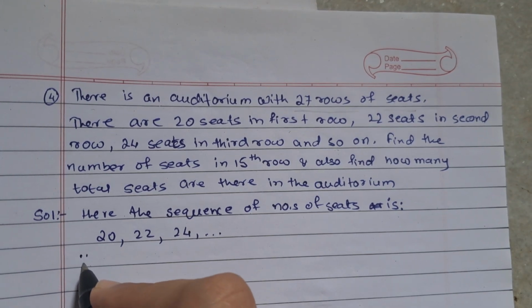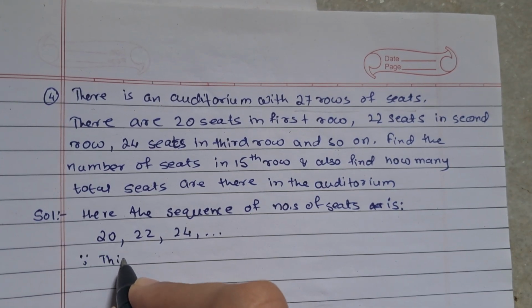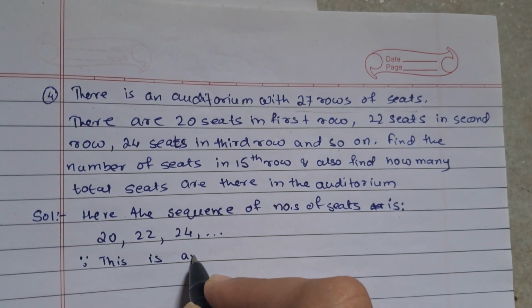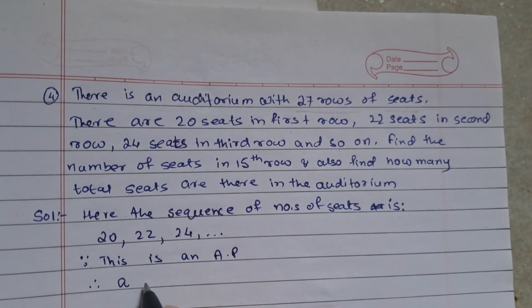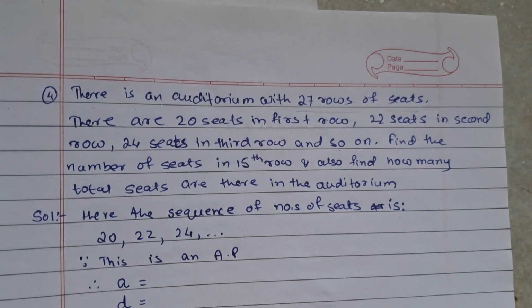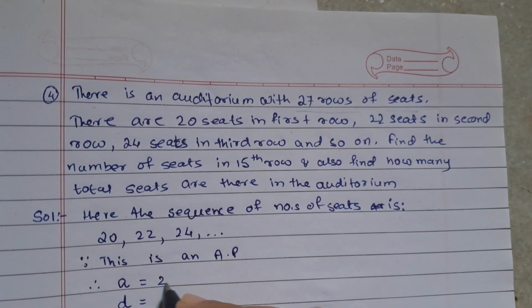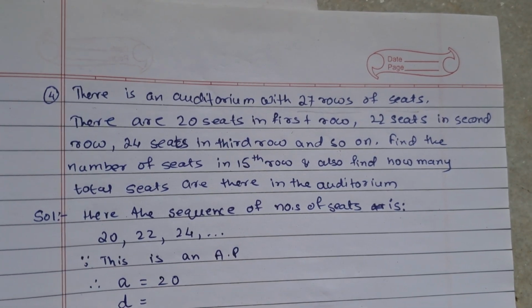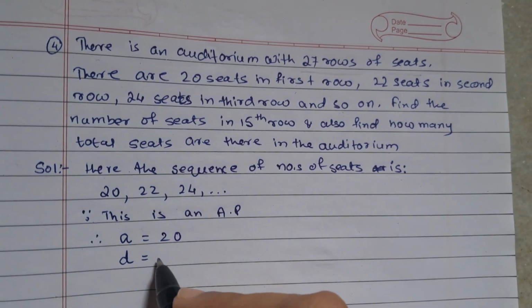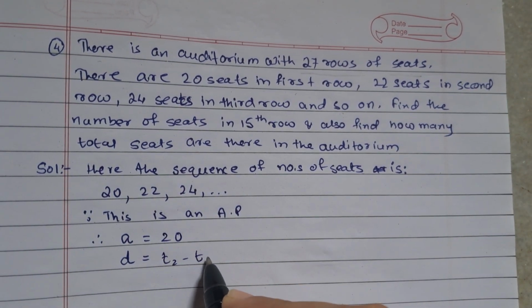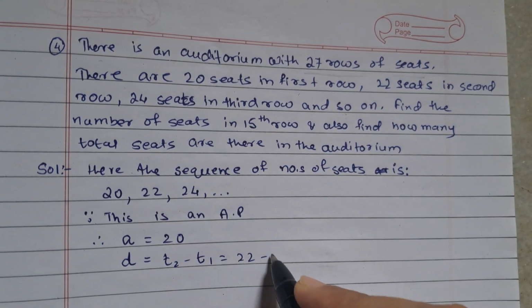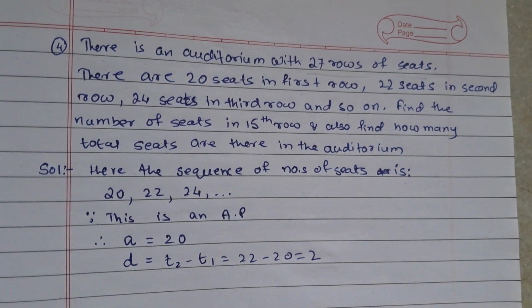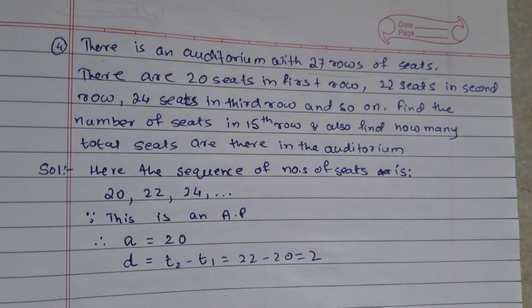So since this is an AP, therefore I can say what is my A and what is my D. Who is my A? A means first term, it is 20. And who is my D? D means difference. Difference is nothing else but T2 minus T1, right? Always we do a subtraction of second term with first term. So it is 22 minus 20, which is 2. Done. Let me read the question further.